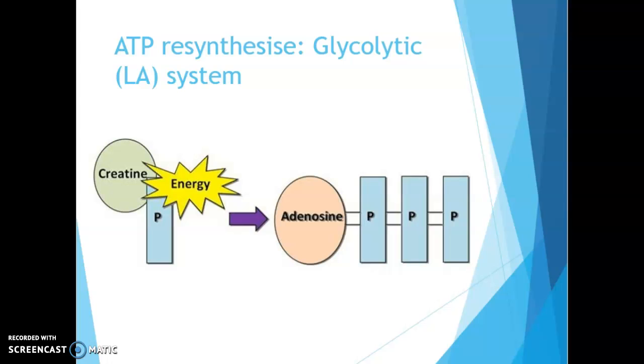When the ATP and PC stores have run out of energy, the needs of the body are often provided by the lactic acid system. This system relies on the breakdown of glucose, which has been stored in the muscles as glycogen. When this is broken down, energy is released, and this process, where glucose is broken down and released, is called glycolysis.